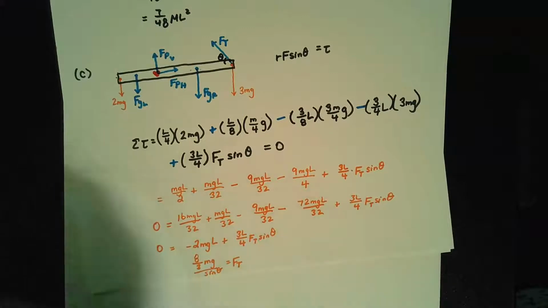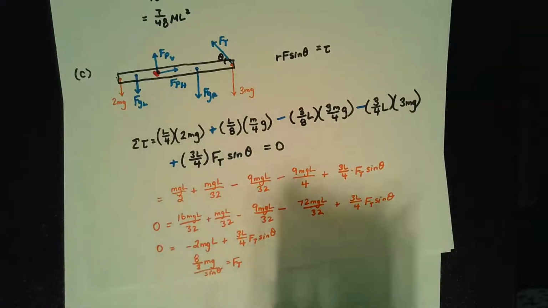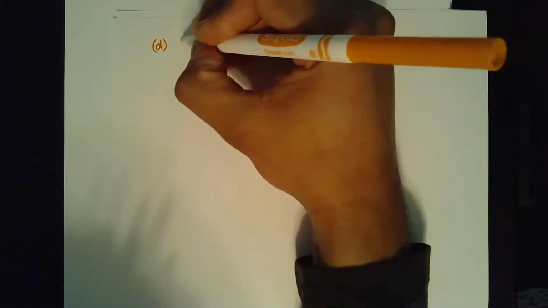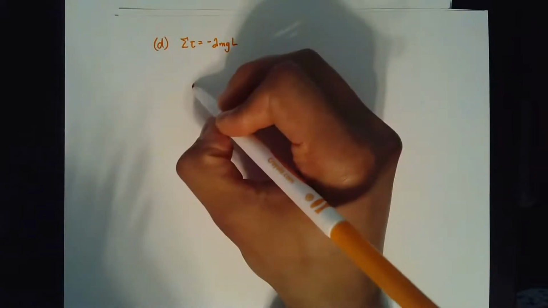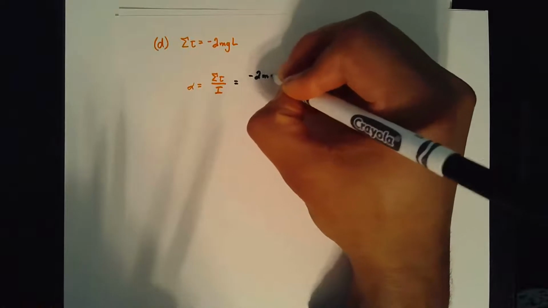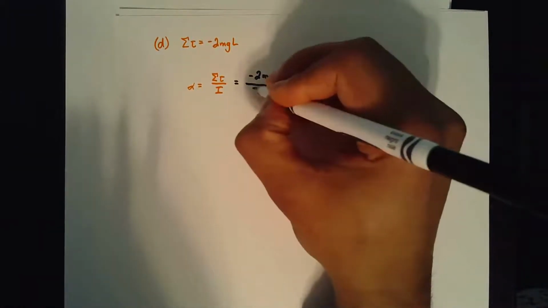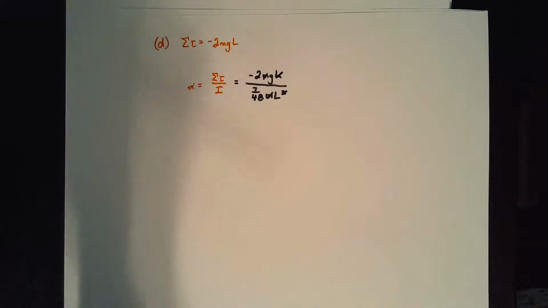So then for the next question, it says the cord is cut. What is the angular acceleration? Well, the nice part about this question now is that if there was no tension force, all of the other forces gave me a torque of -2 mgL. And I know that my angular acceleration is net torque over moment of inertia. And in one of the previous problems, I already solved for what that was. So I get -2 mgL over 7/48 mL squared. M cancels, one of my L's cancels, 7/48.